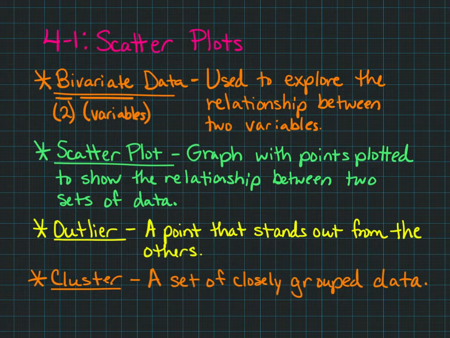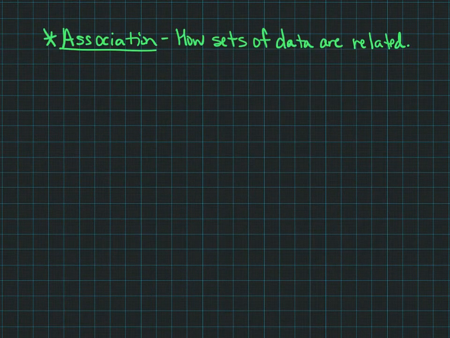A cluster is just a set of closely grouped data. You could think of a cluster like you have a cluster of grapes. They're closely grouped objects very close to each other. So a set of points that are closely grouped together are called a cluster. An association just describes how sets of data are related. We have three types of association that could be positive, negative, or no association.